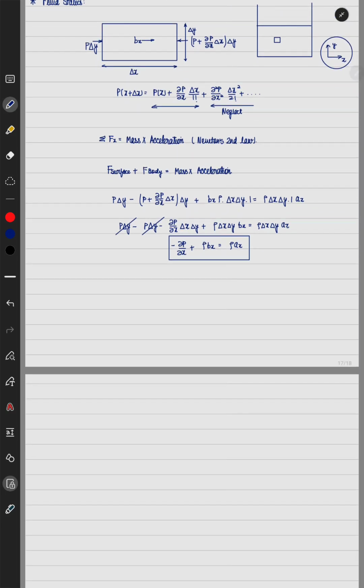Similarly, I can write it in the y and z directions: minus del p by del y plus rho into the body force in the y direction is equal to rho into the acceleration in the y direction, and minus del p by del z plus rho into bz is equal to rho into az. These are the other two equations which we can obtain.